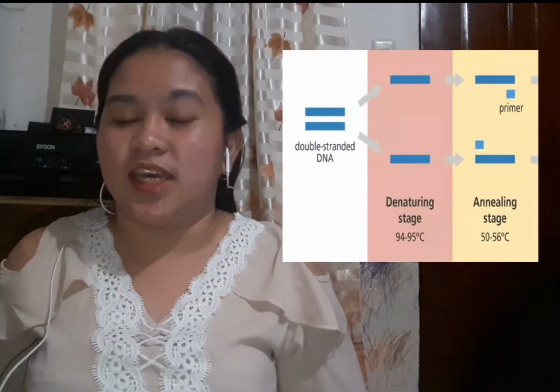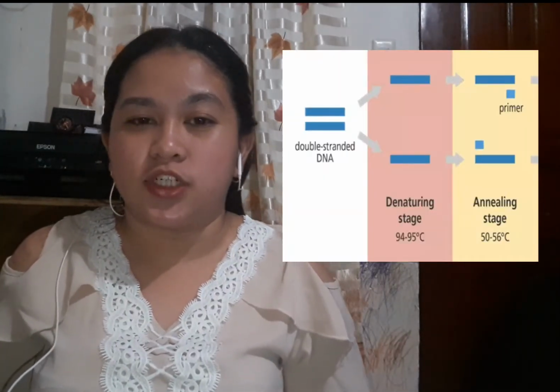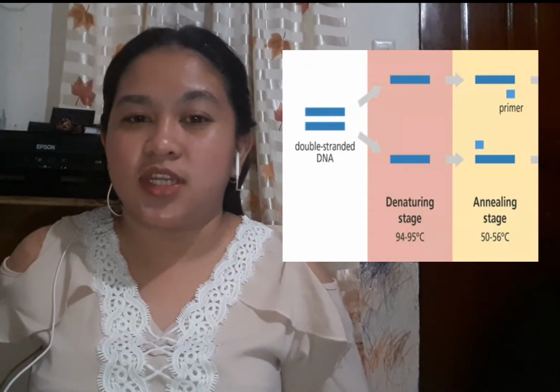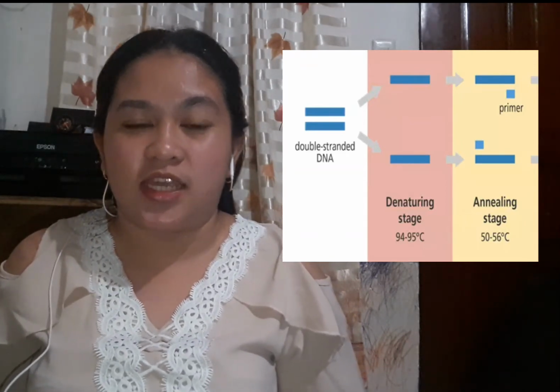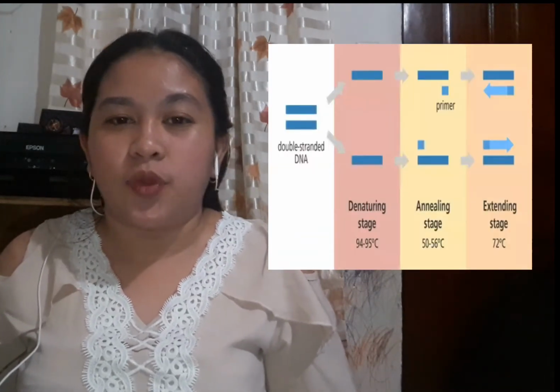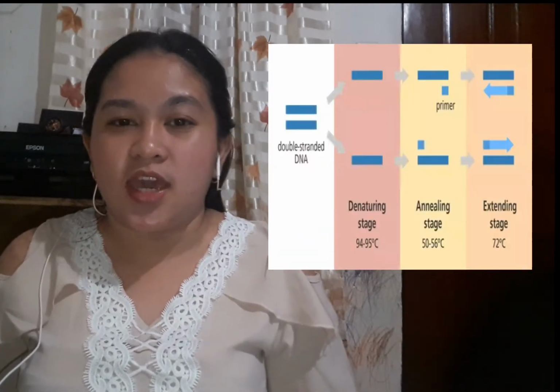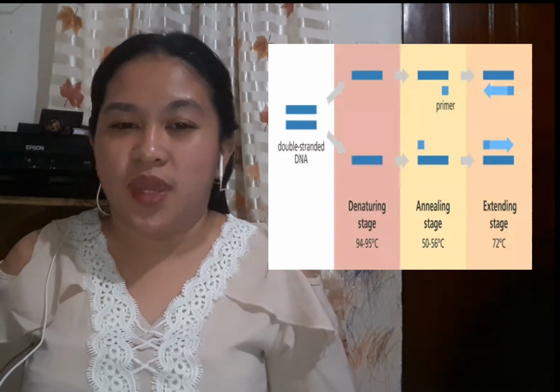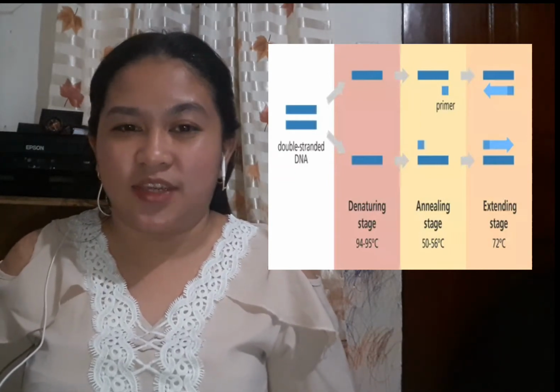The second one is the annealing, when the temperature is lowered to enable the DNA primers to attach to the DNA template. The last step would be the extension, when the temperature is raised and the new strand of DNA is made with the polymerase enzyme. So this is how the target DNA gets amplified.